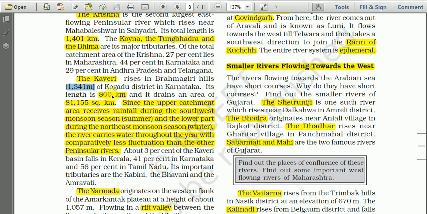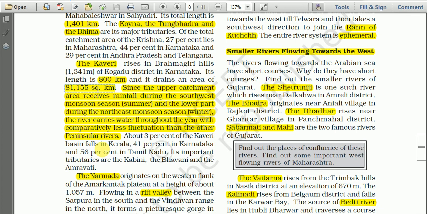Its length is 500 kilometers and it drains an area of 81,155 square kilometers. Since the upper catchment area receives rainfall during the southwest monsoon season, that is in summer, and the lower part during the northeast monsoon season, that is in winter, the river carries water throughout the year with comparatively less fluctuation than the other peninsular rivers. That means the Kaveri River is perennial, and there is less fluctuation in its river regime.